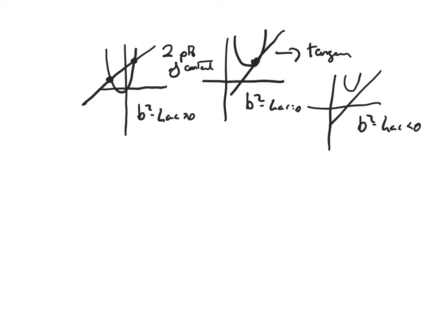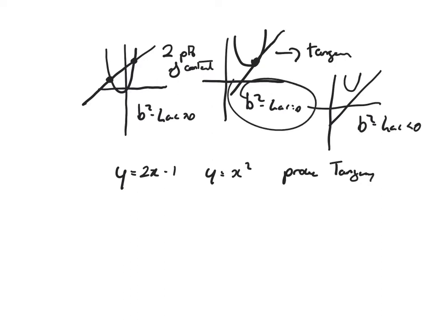We're going to prove that the line y equals 2x minus 1 is a tangent to the parabola y equals x squared. To prove tangency, we need to show that the discriminant is equal to 0. So the first thing that we do is we make y equal to y, and that will be x squared equals 2x minus 1.